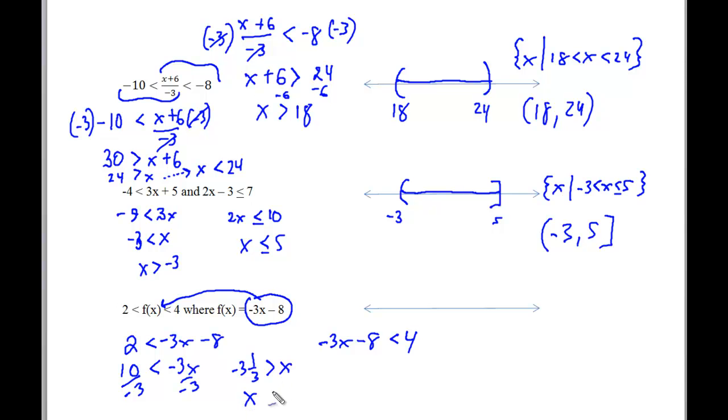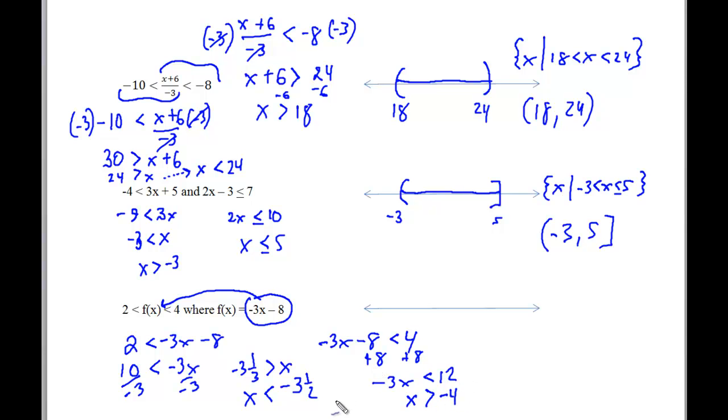Now I'm going to flip the symbol again because I'm going to use my symmetric property to get me that. So x is going to be smaller than negative 3.5. Now let's see what this is going to be. I'm going to add 8 to both sides. So I got negative 3x is less than 12. Divide both sides by negative 3. This flips the symbol. X is going to be greater than negative 4.